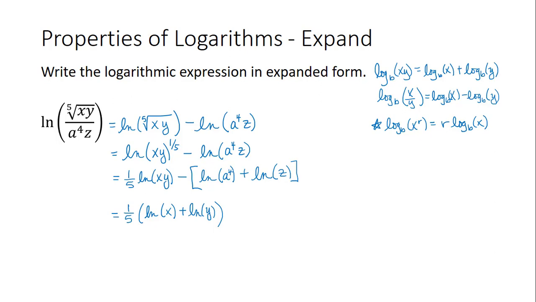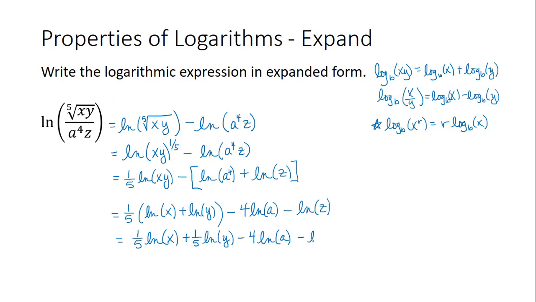Now we're going to distribute the negative sign to the sum that we had just written, but also applying the power rule here, that the natural log of a to the 4 will be written as 4 times the natural log of a. So distributing the negative, we get minus 4 natural log of a, then minus natural log of z. And lastly, we can distribute the coefficient of 1/5 to get 1/5 times natural log x plus 1/5 times natural log of y minus 4 natural log a minus natural log z.